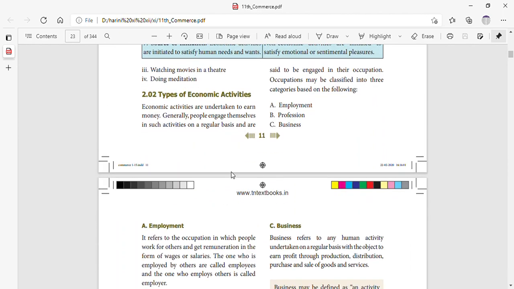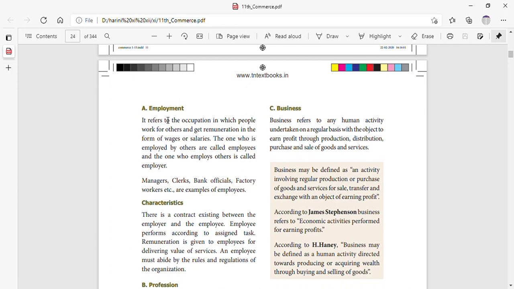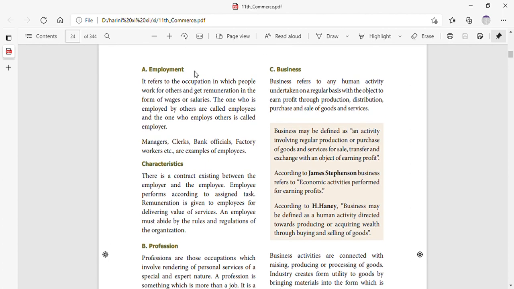So next, types of economic activity. So the first one is employment. So employment, you all know, you're going for work under some organization. So இன்னொரு கம்பெனில நீங்க போய் வேலைக்கு போறீங்கன்னா it is called employment. See examples of managers, clerks, bank officials, factory workers, all these things will come under employment.